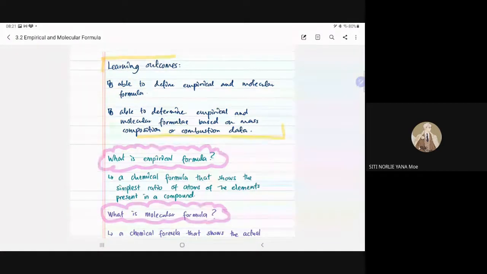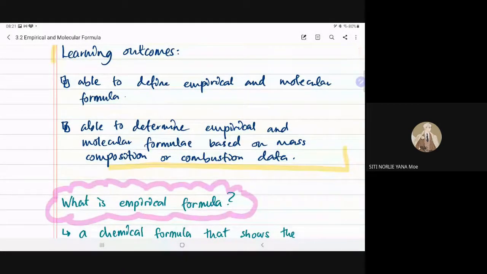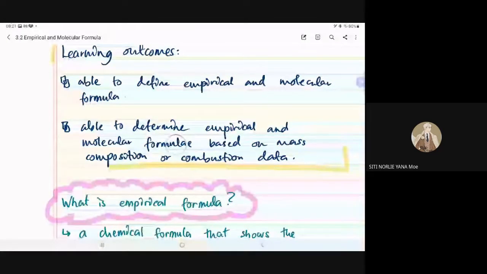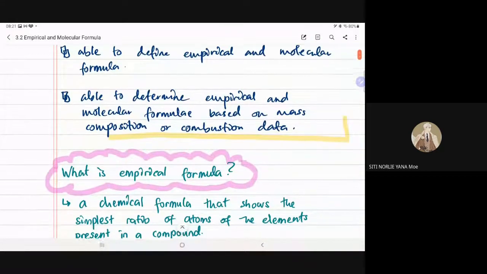Okay, so in this lesson, there are two things that you need to be able to do. First, you need to be able to define empirical and molecular formula. And then you should be able to determine the empirical and molecular formula based on mass composition or combustion data. But for today's lesson, for determination of empirical and molecular formulae, we are only going to focus on the mass composition first. Combustion data will be on the next lesson. I don't want to put too much, so we focus one by one.